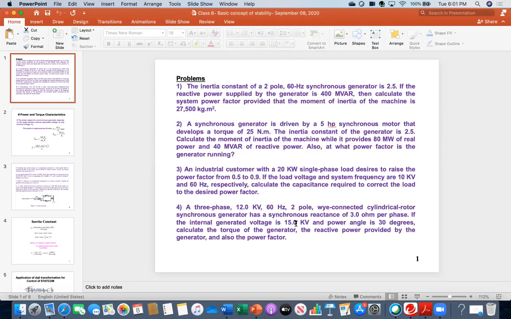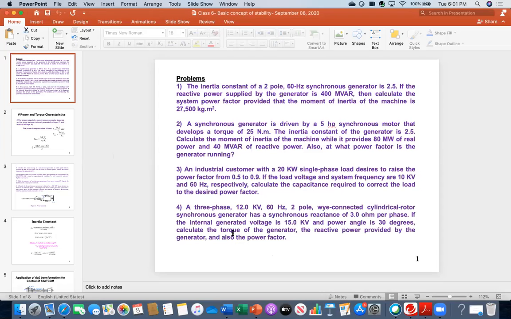So you see what information is given. This is the terminal voltage, 12 kV for the 3-phase system, and it is Y connected. Keep in mind, it has a synchronous reactance, that is the XS value, 3 ohm per phase. And then this is the internal generated voltage. And the power angle is 30 degrees.